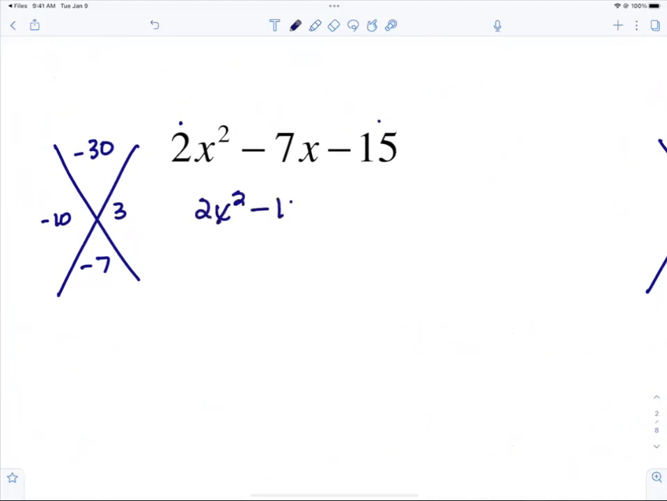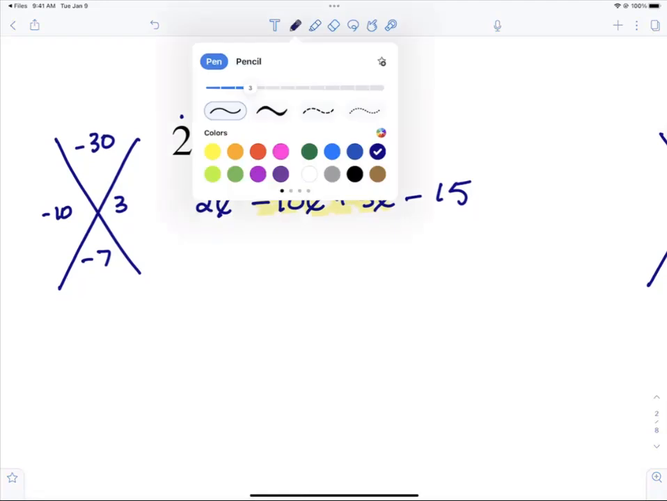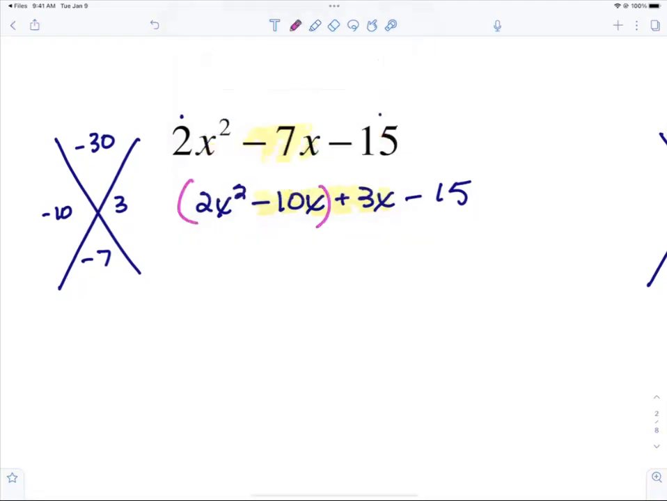So to review the process that we studied first semester, you then rewrite this, and the term in the middle is expressed as negative 10 plus 3. So negative 7 is written as negative 10 plus 3, and then you introduce the grouping symbols and you go through the factor by grouping routine.